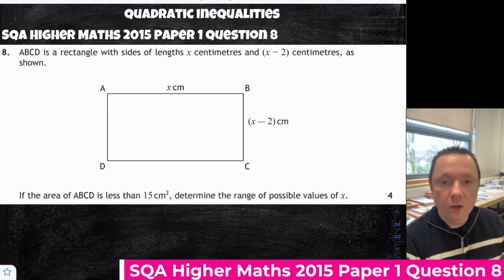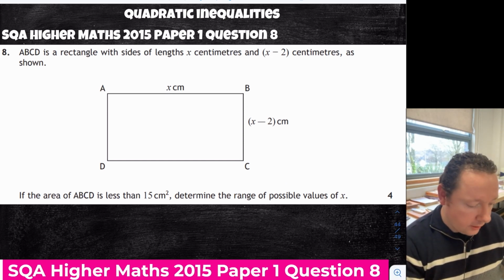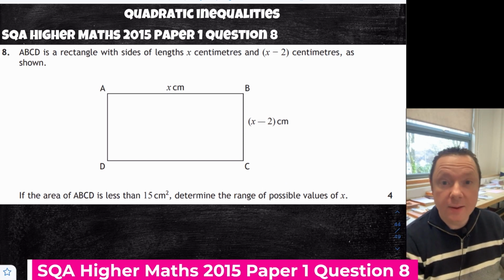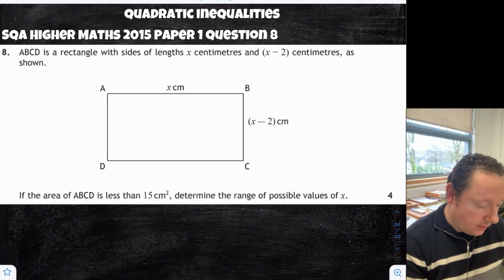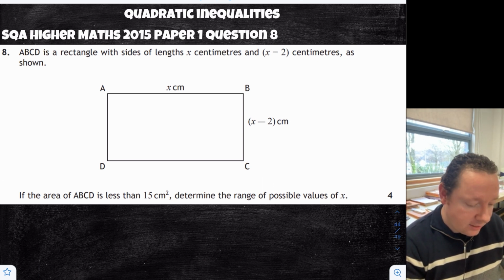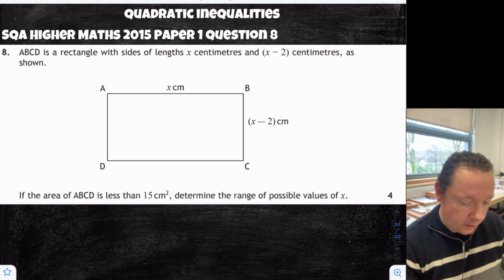And we're done. Okay, looking at quadratic inequalities. SQA Higher Maths 2015, paper 1, question 8. ABCD is a rectangle with lengths x and x minus 2 as shown. If the area is less than 15, determine the range of values of x.